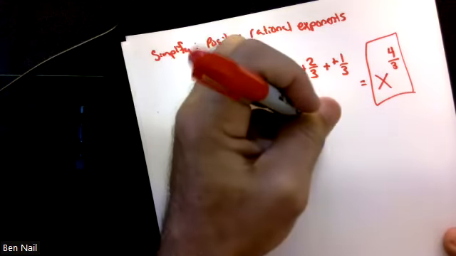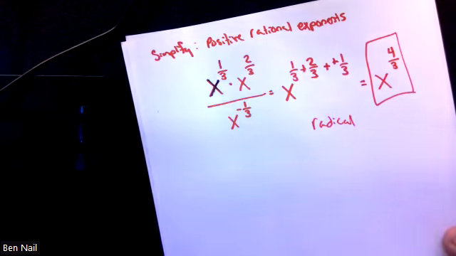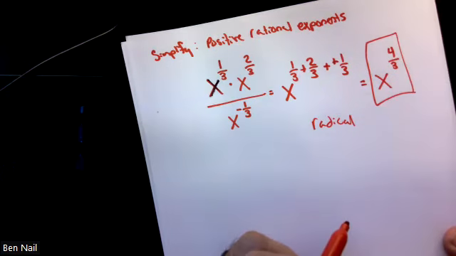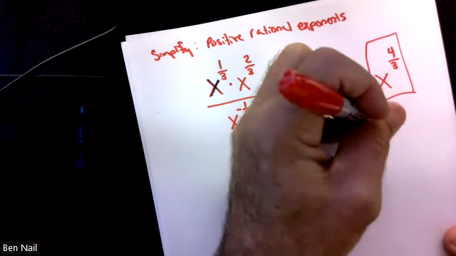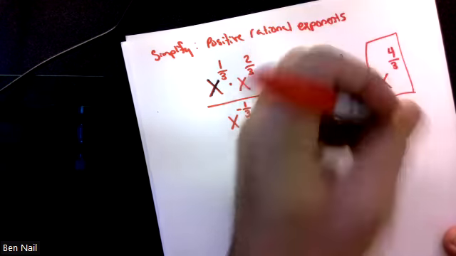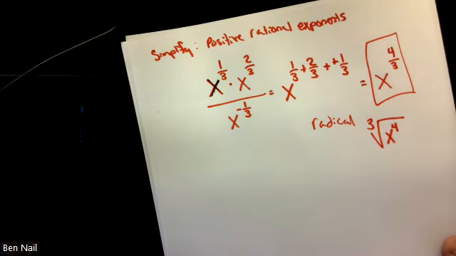If they ask me to write my answer as a radical instead of with positive rational exponents, remember, this number is your index. This number is your exponent.